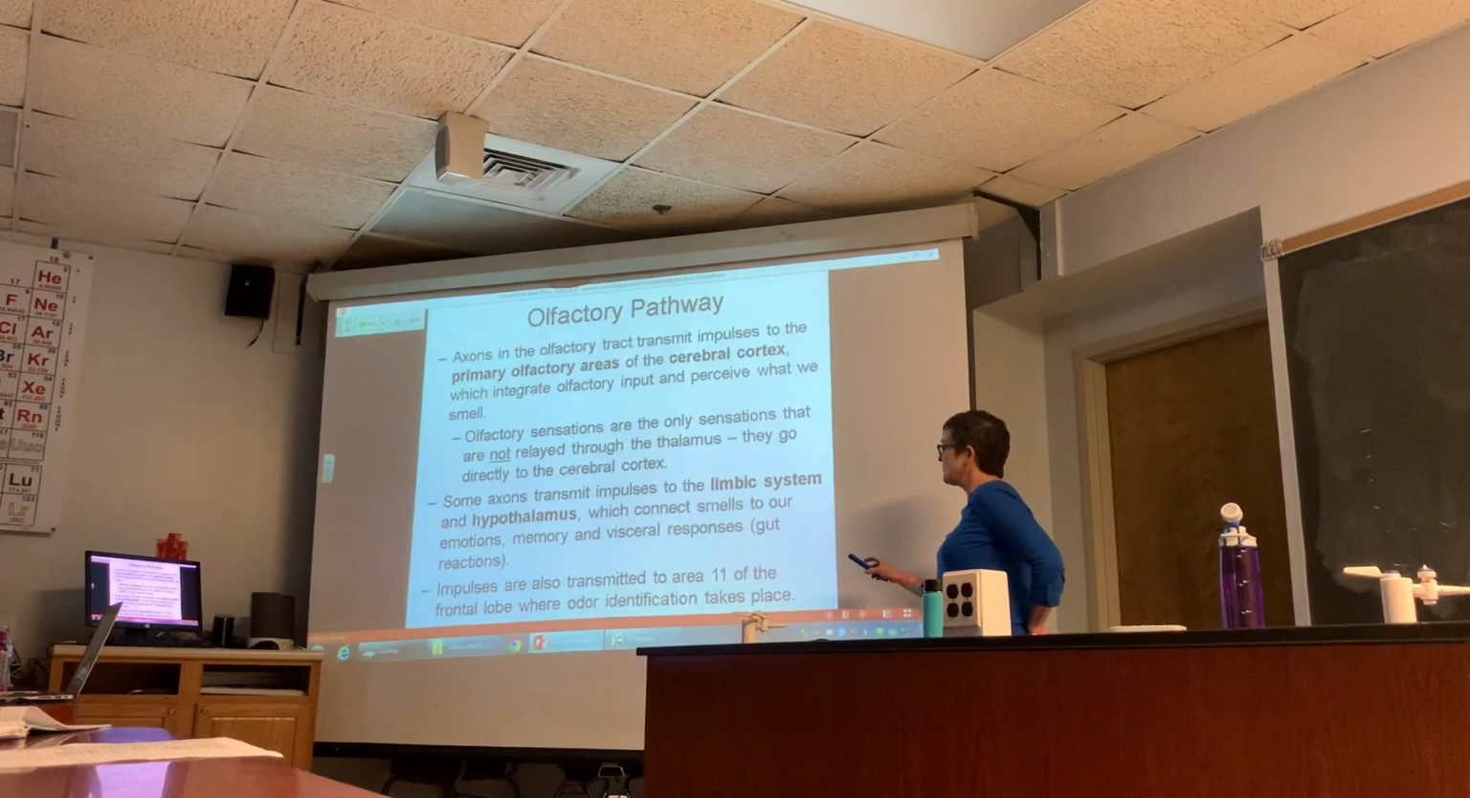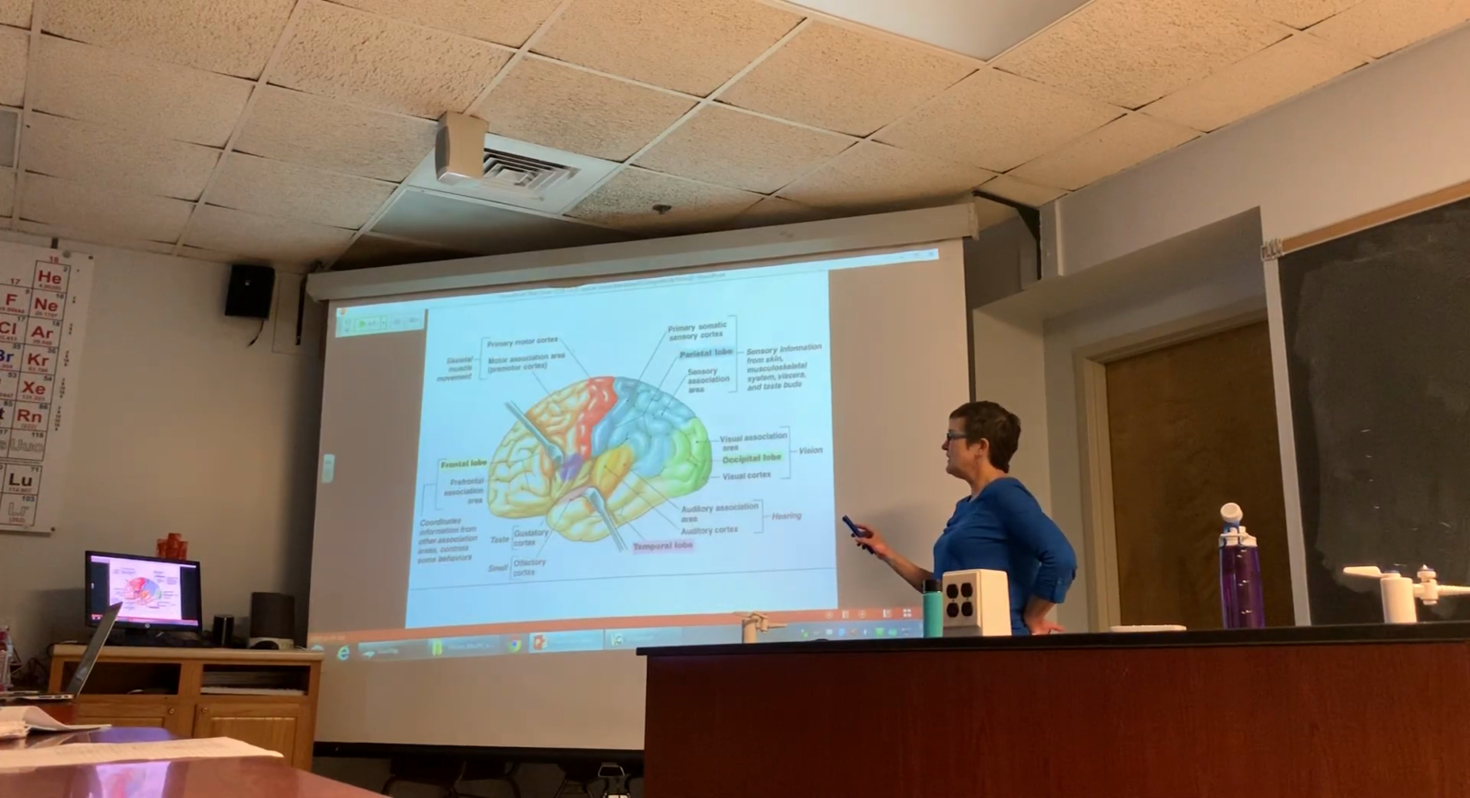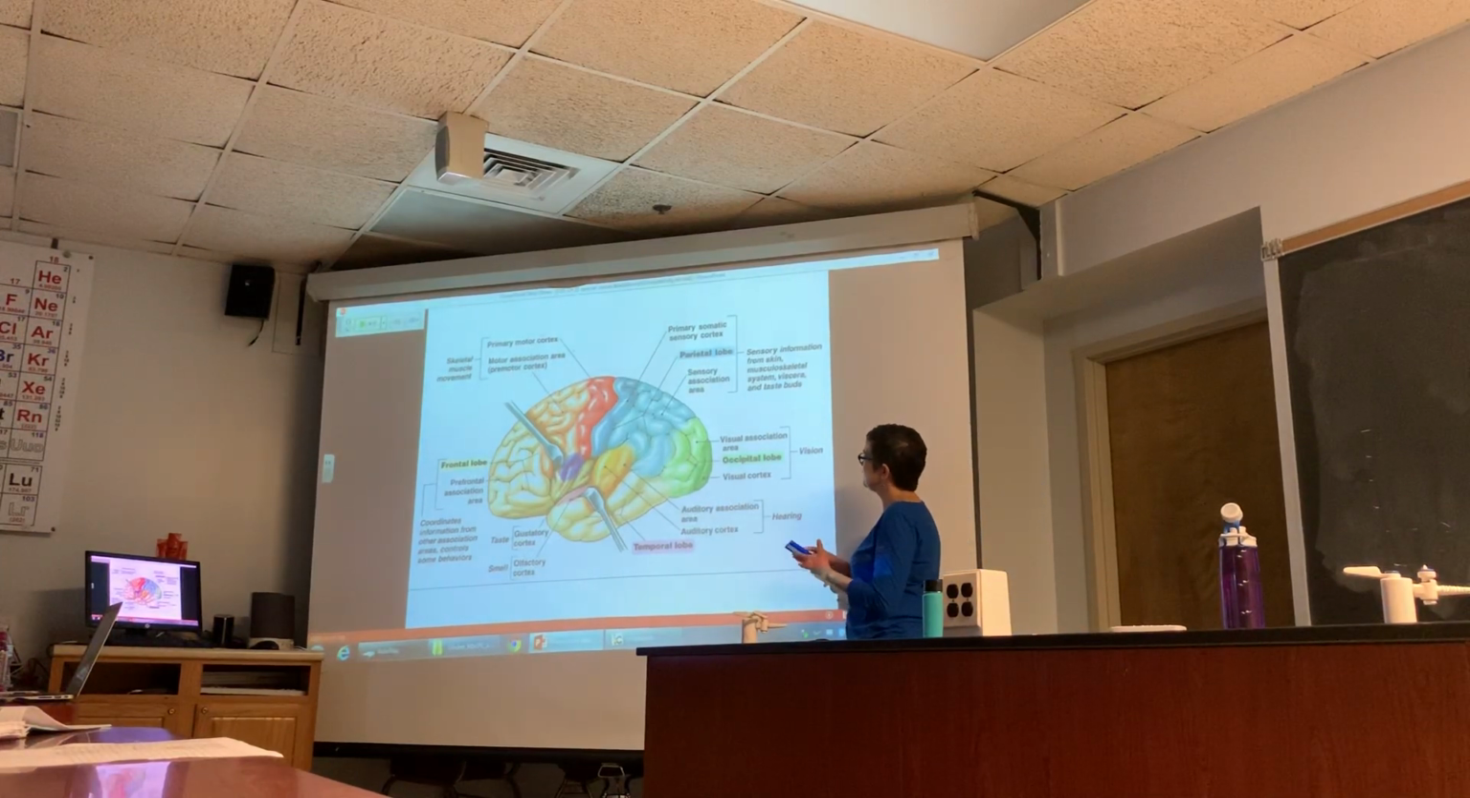There's also an area in the brain called Area 11. I'll show you where that is. It's in the frontal lobe, and that's where odor identification and memory is stored. So you remember an odor specifically. It's kind of an association area.